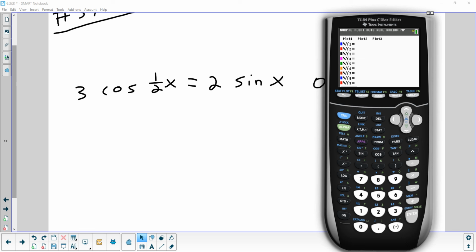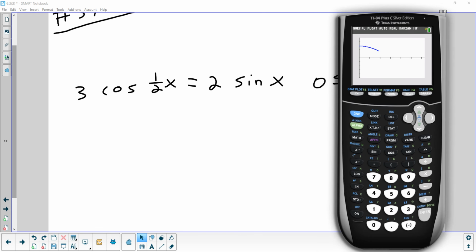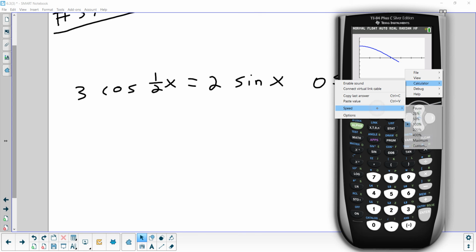Sarah, what could I put in y1? 3 cosine 0.5x. And Matt, how about y2? 2 sine x. So we're going to have two trig waves, and we're going to see where they cross each other. Right? So we could have some more crossings this time, because they're more complicated. Let's see. Window is still 0 to 2 pi, so I didn't have to change that.